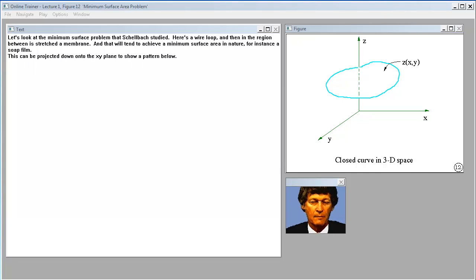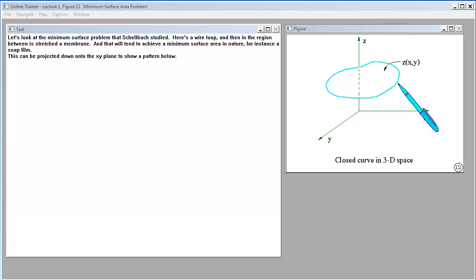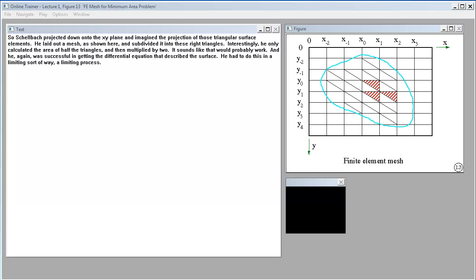Let's look at the minimum surface problem that Shellbach studied. Here's a wire loop, and then in the region in between is stretched a membrane, and that will tend to achieve a minimum surface area in nature, for instance a soap film. This can be projected down onto the XY plane to show a pattern below.